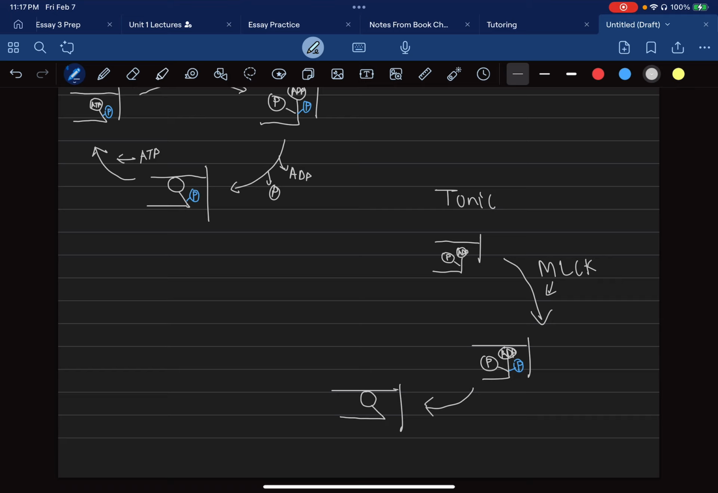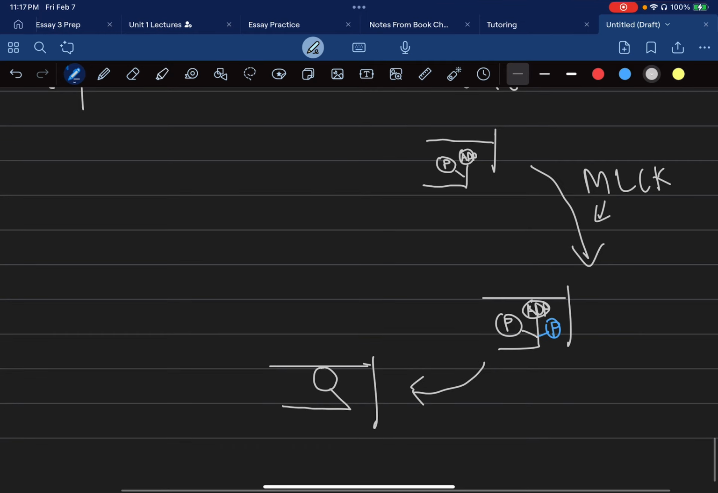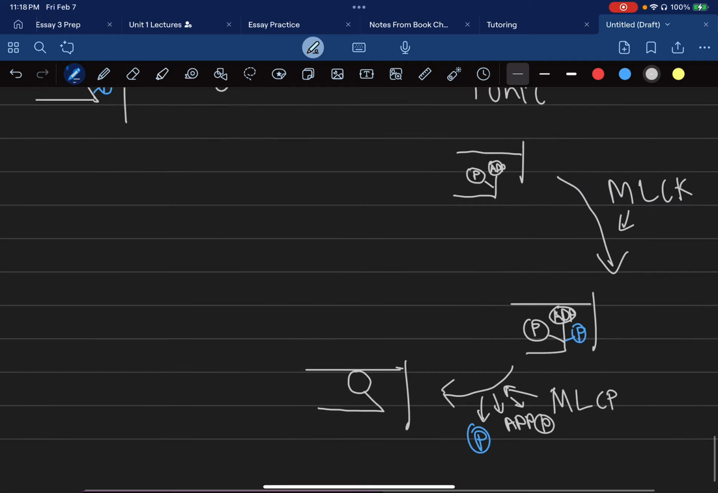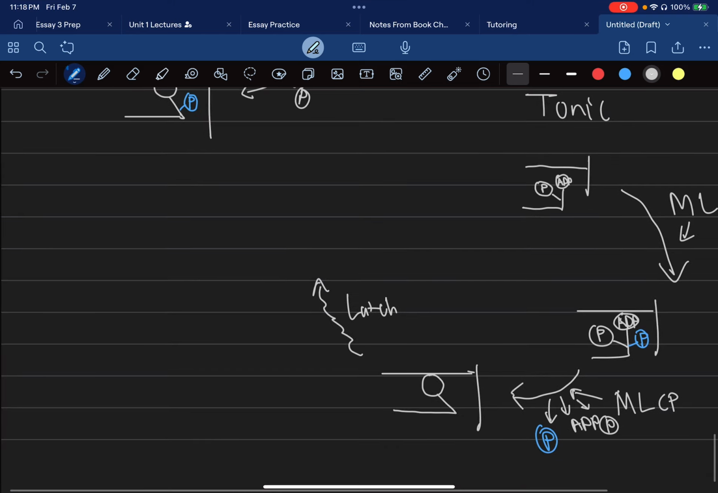is that the MLCP that came in the earlier step is actually going to come in even earlier, and that's going to come in and it's going to remove that extra phosphate. So the ADP is removed, the phosphate group is removed, and then the extra phosphate group is also removed. And so what's going to happen here is we're going to have a step called latch. So the smooth muscle cell is stuck in contraction.